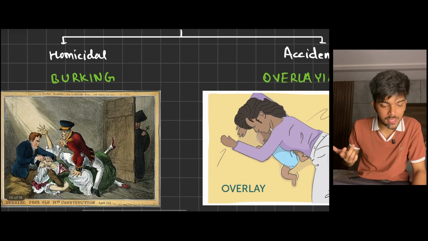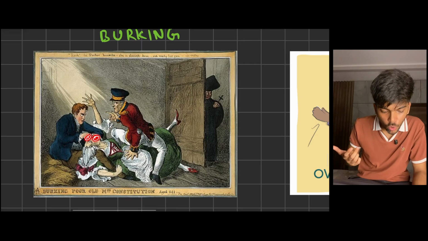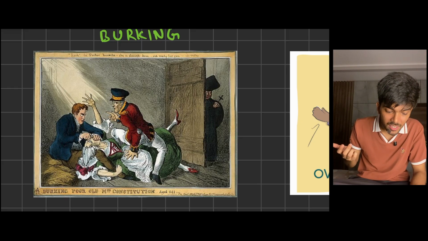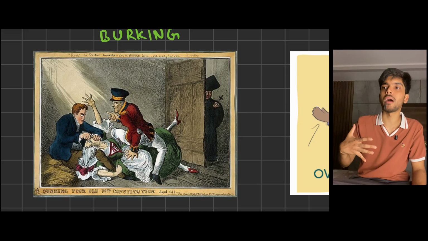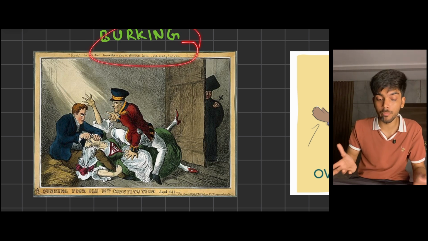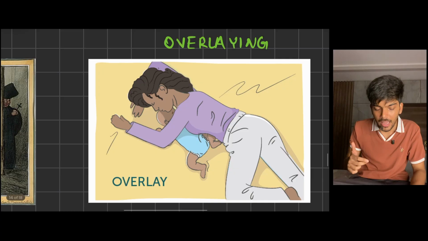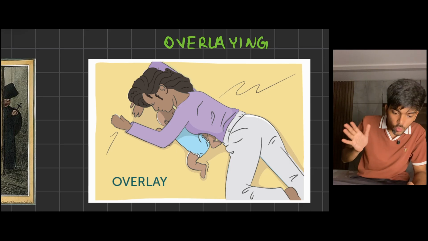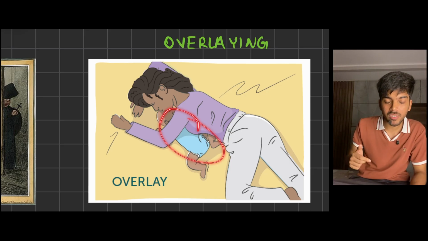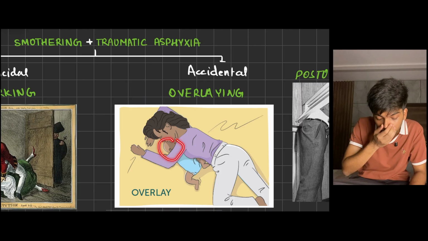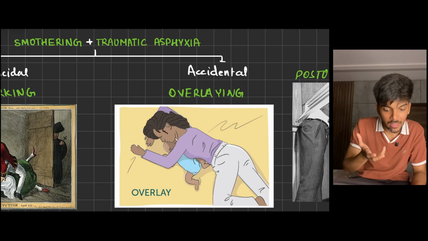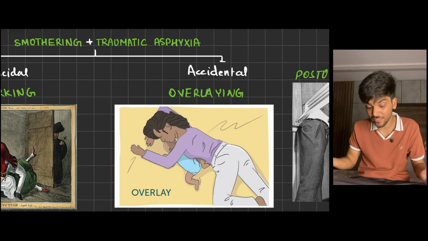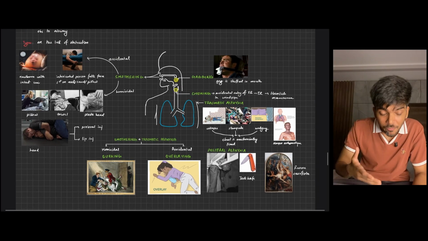In burking, you can see that the nose and mouth of the victim is closed. That is your smothering. And the person sits on the chest of the victim, so the chest is unable to expand. That is traumatic asphyxia. This is burking, a combination of both. Overlaying is when a larger person accidentally lies over a smaller person, and the smaller person is unable to breathe. So the mouth and nose of the smaller person is covered, smothering, and the chest is also mechanically fixed by the heaviness of the larger person. So traumatic asphyxia. So those are the various types of suffocation.